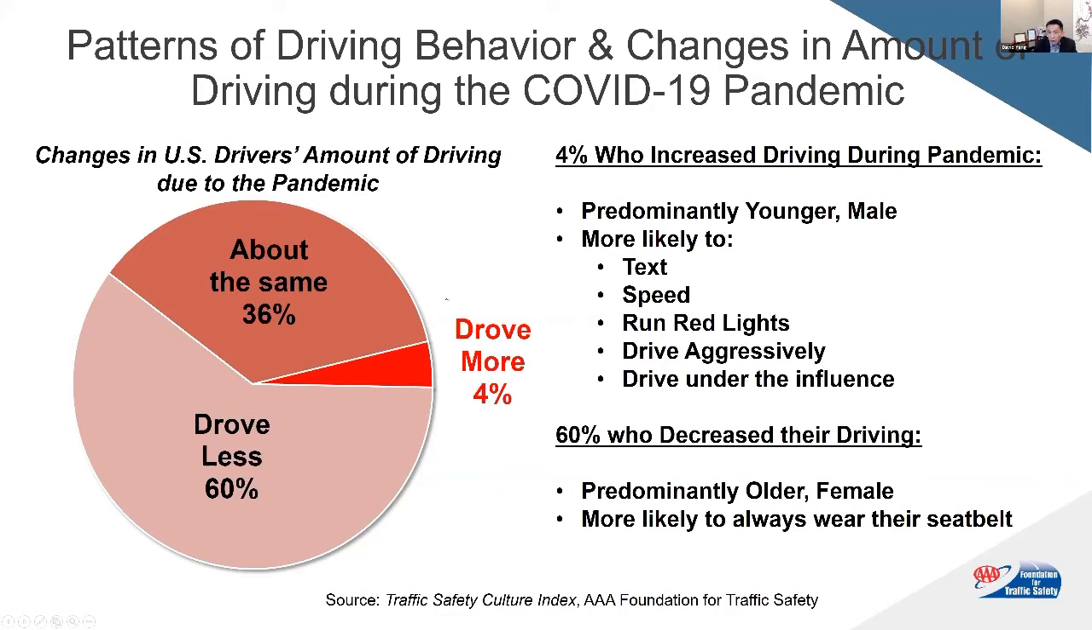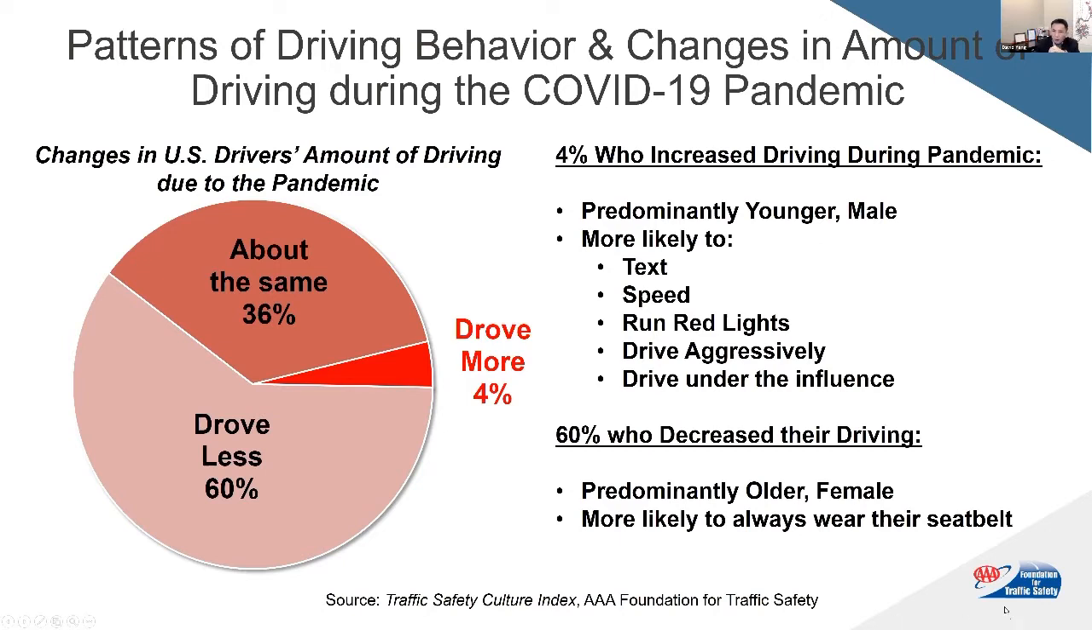Only 4% of people indicate they drove more in 2020 compared to the previous year. And that 4%, when we did additional analysis, we find that they are predominantly younger male. As you may know, in many studies done in the past, that age group is considered a fairly high risk age group. Basically, people in that age group have a higher propensity to text and drive, to speed, run red lights, and so forth.